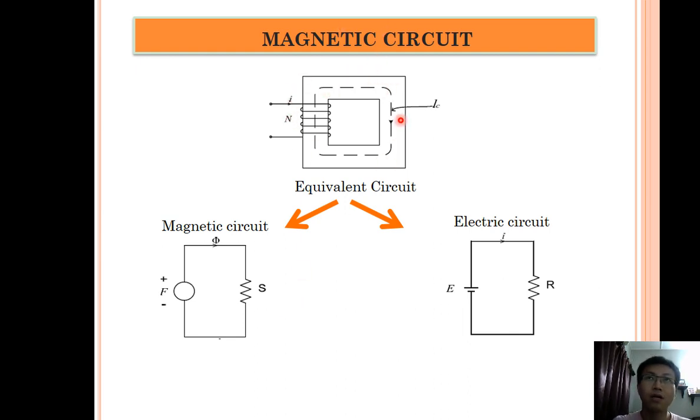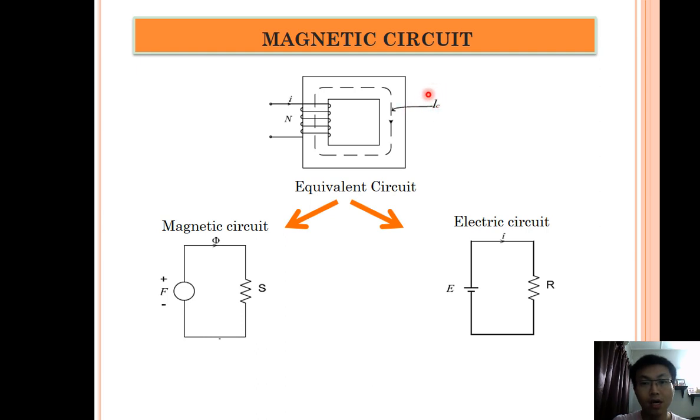Actually, when we talk about magnetic circuit, we need to relate to the material. So we can see this is a core. Then this is a winding. When we inject current into this winding, a flux will be generated by using Fleming's right-hand rule. So it will create a flux in the core, flowing from one point to another point in the core material. That's why it involves material.